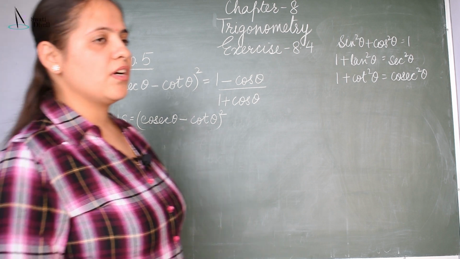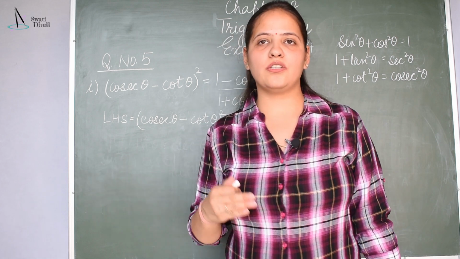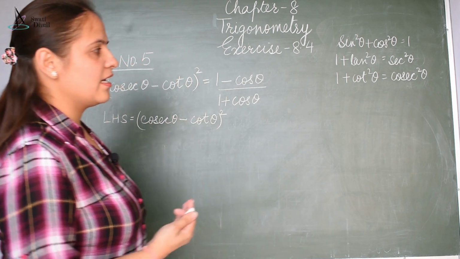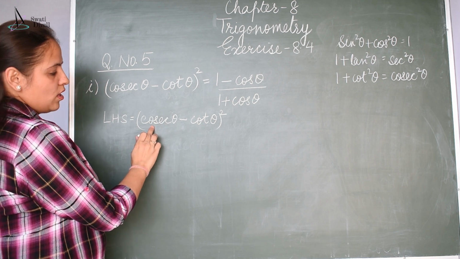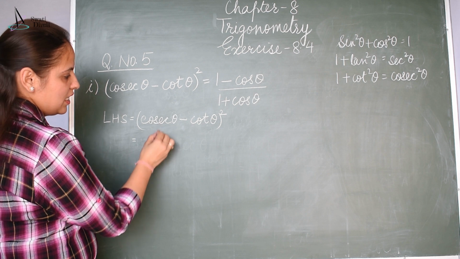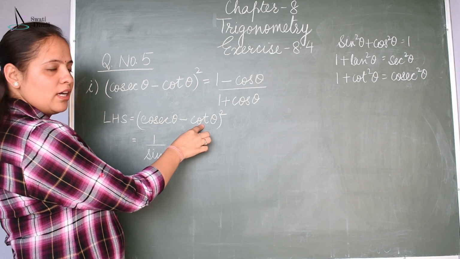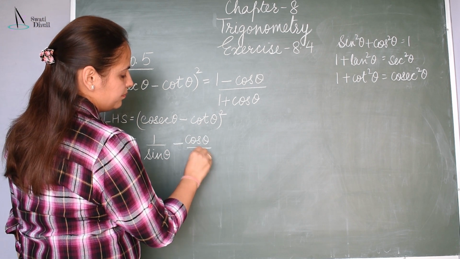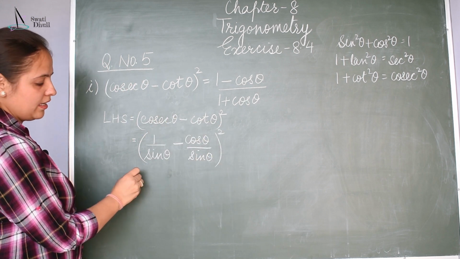So whenever you are given any of the t ratios, try to convert those t ratios into sine and cos. Whenever you convert t ratios into sine and cos, it will be easier for you to solve them. Now see here, cosecant theta and cot theta, I can change into sine and cos: cosecant theta is 1 upon sine theta, minus cot theta can be written as cos theta by sine theta, whole square. Now first solve the bracket.